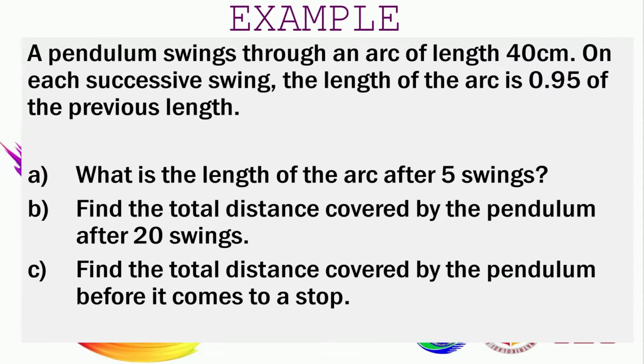Second example. A pendulum swings through an arc of length 40 cm. On each successive swing, the length of the arc is 0.95 of the previous length. So we have three questions here. What is the length of the arc after 5 swings? Find the total distance covered by the pendulum after 20 swings. And find the total distance covered by the pendulum before it comes to a stop.